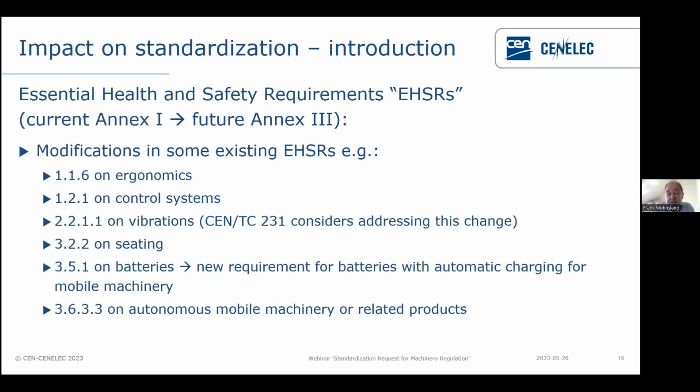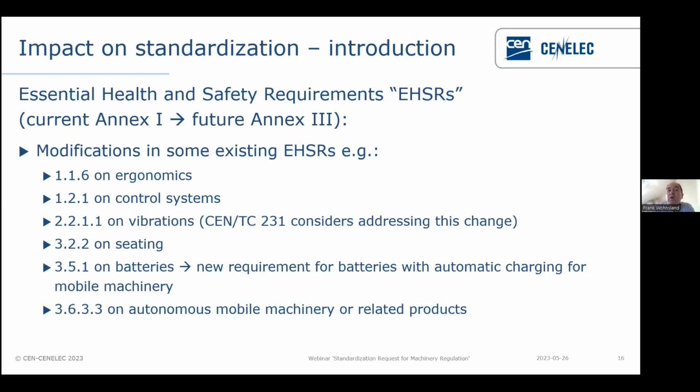We have modifications in the paragraph 1.2 on control systems. We have in particular a modification to the paragraph 2.2.11 in the Annex 1, which deals with vibrations, or much more on the information in the instructions for use on vibrations. And I can already say that the technical committee in charge of the topic of vibration already considers addressing this change. It's the CEN TC231.